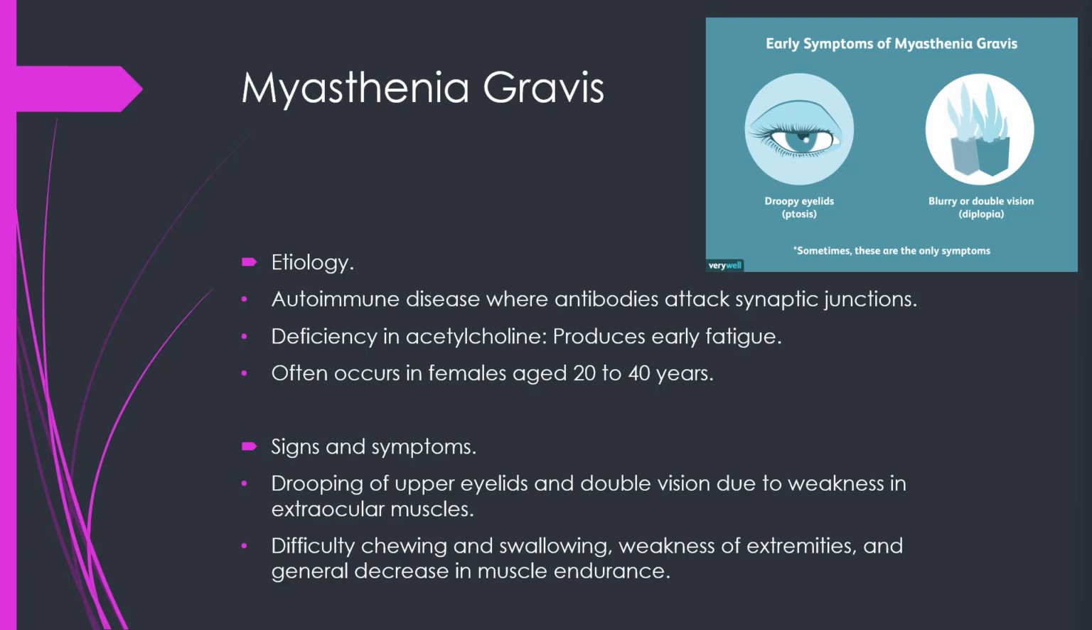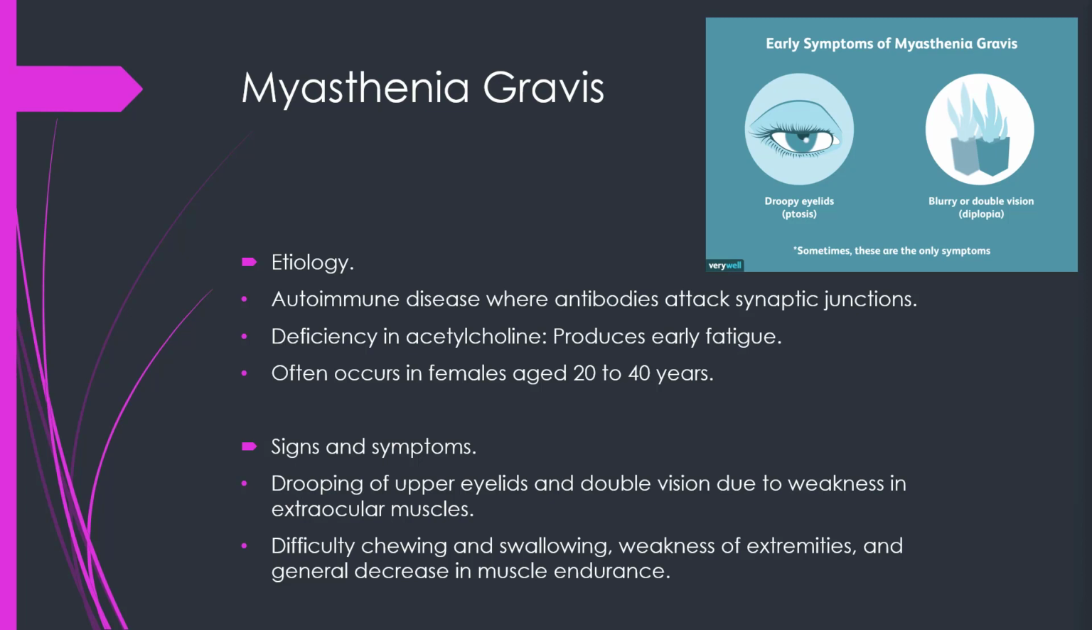Myasthenia gravis. This is an autoimmune disease where the antibodies attack the synaptic junctions. There is a deficiency in acetylcholine, which produces early fatigue. This often occurs in females aged 20 to 40 years of age. Signs and symptoms include drooping of the upper eyelids and double vision due to weakness in the extraocular muscles. There is a difficulty chewing and swallowing, weakness in the extremities, and a general decrease in muscular endurance.